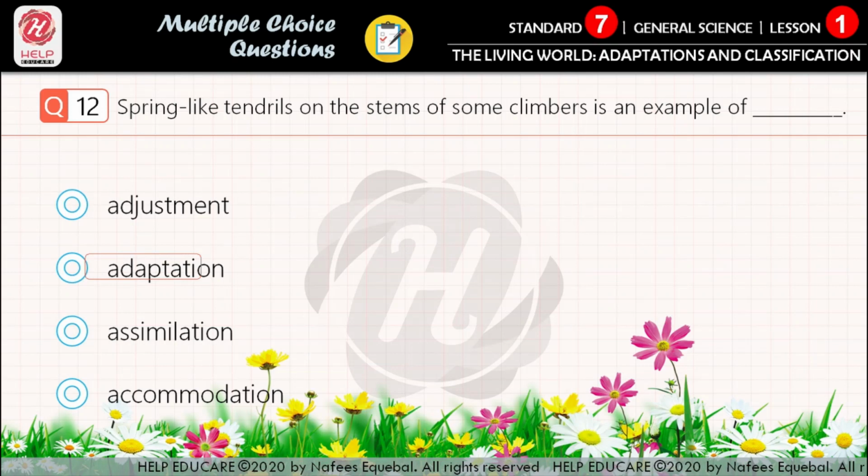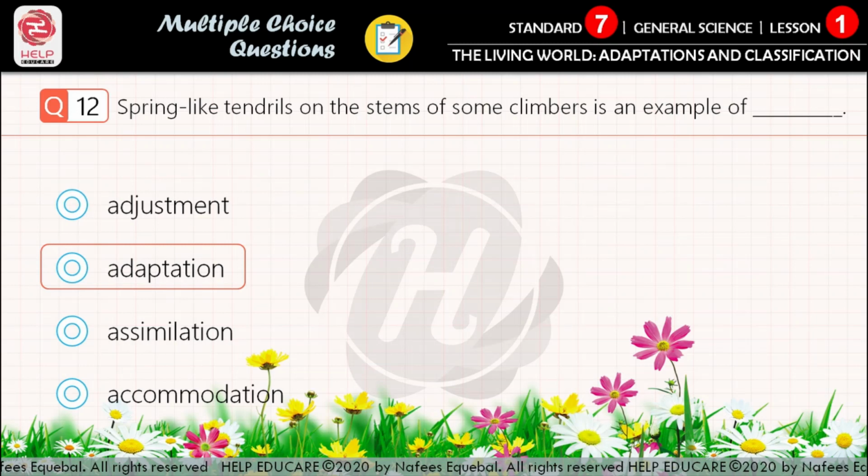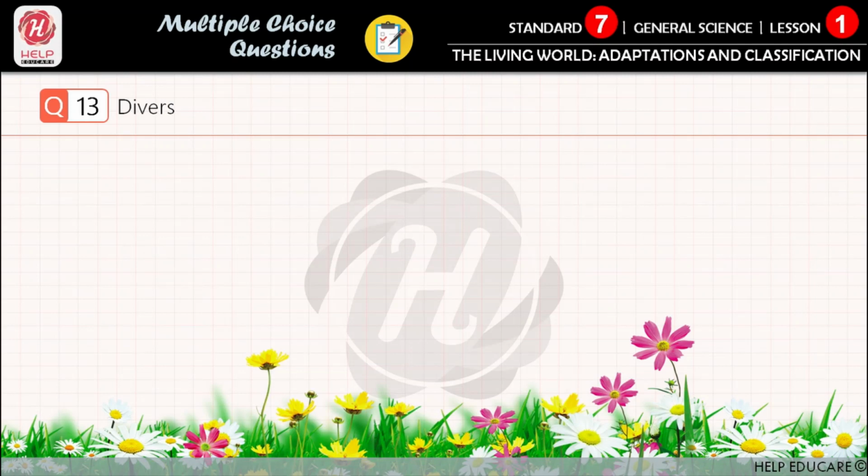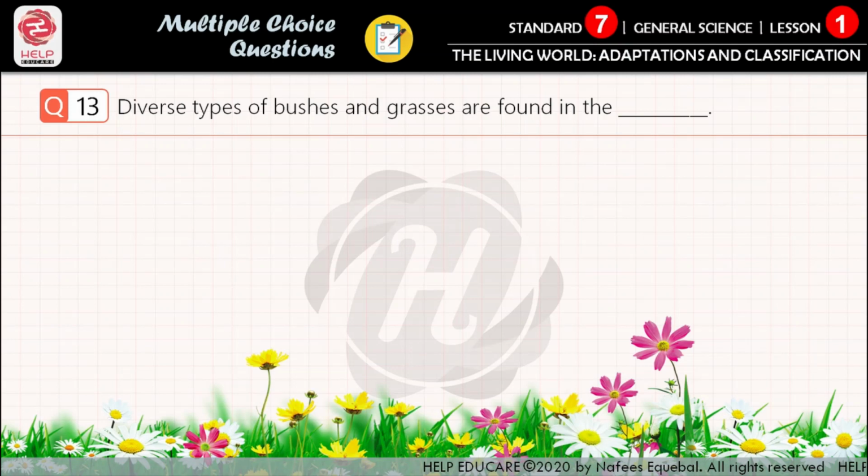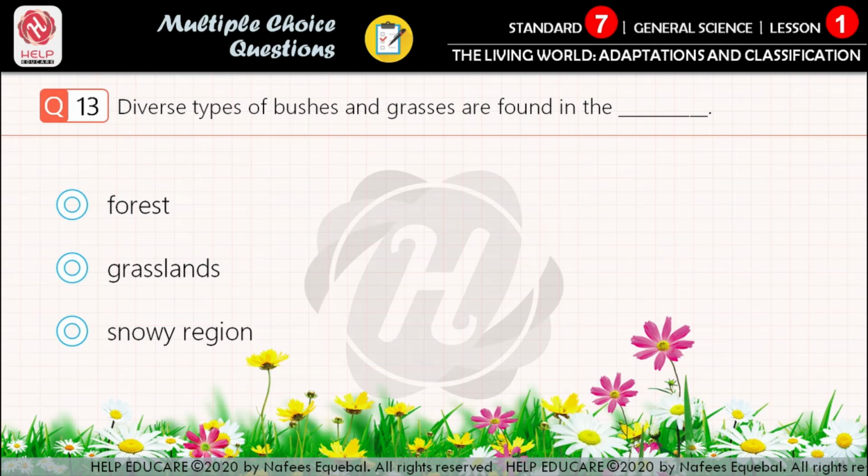Correct answer is adaptation. Question number 13. Diverse types of bushes and grasses are found in the dash. First option, forest. Second option, grasslands. Third option, snowy region. Fourth option, desert.